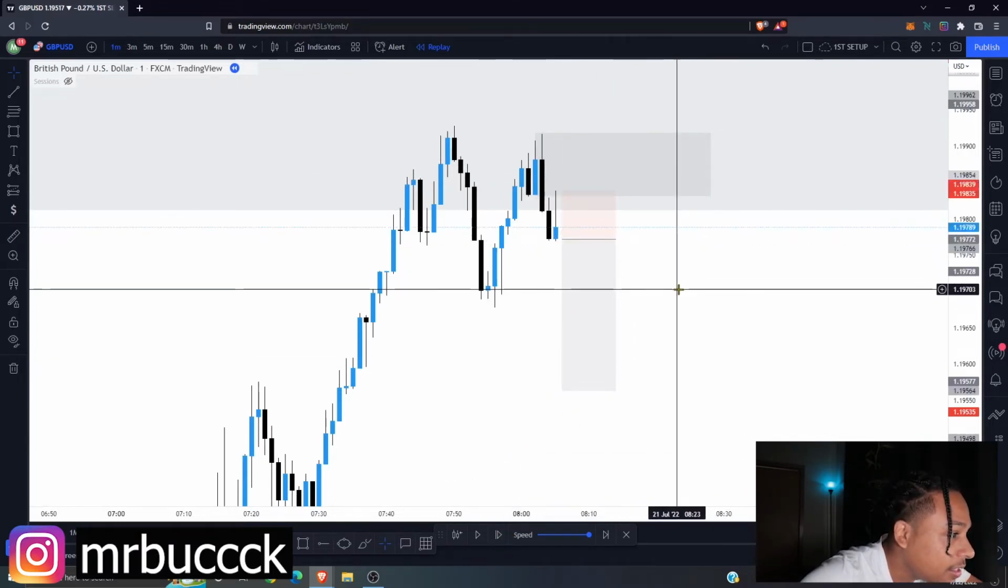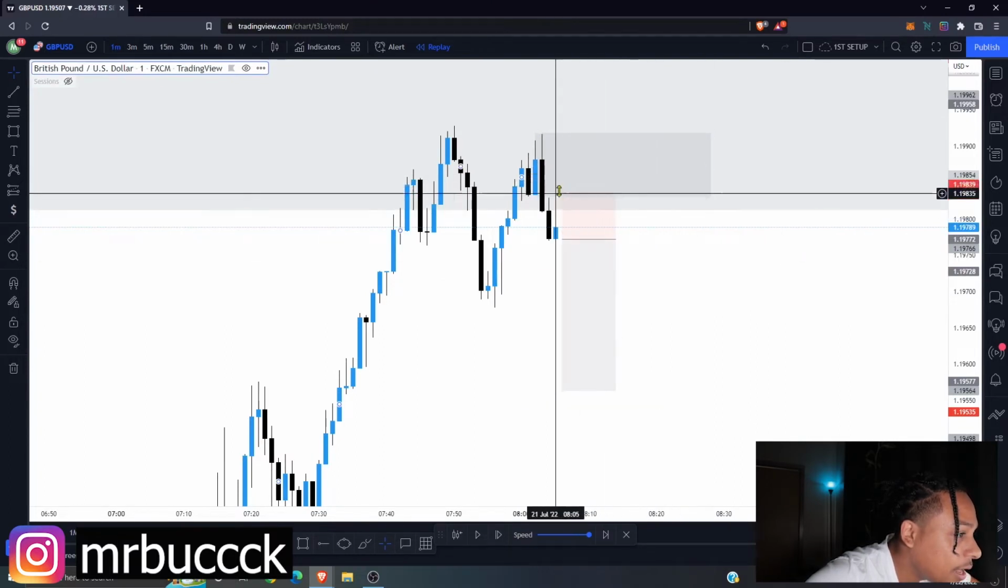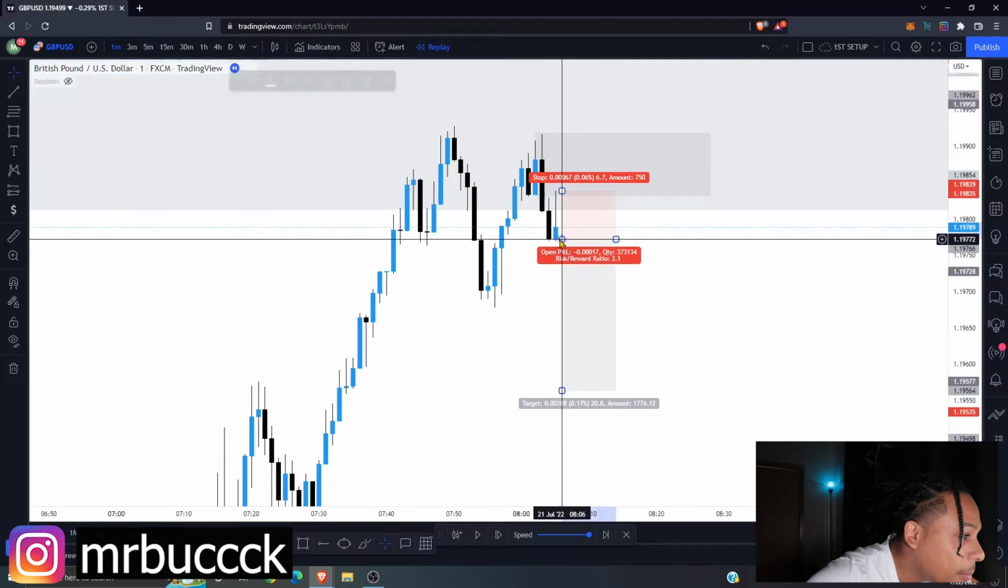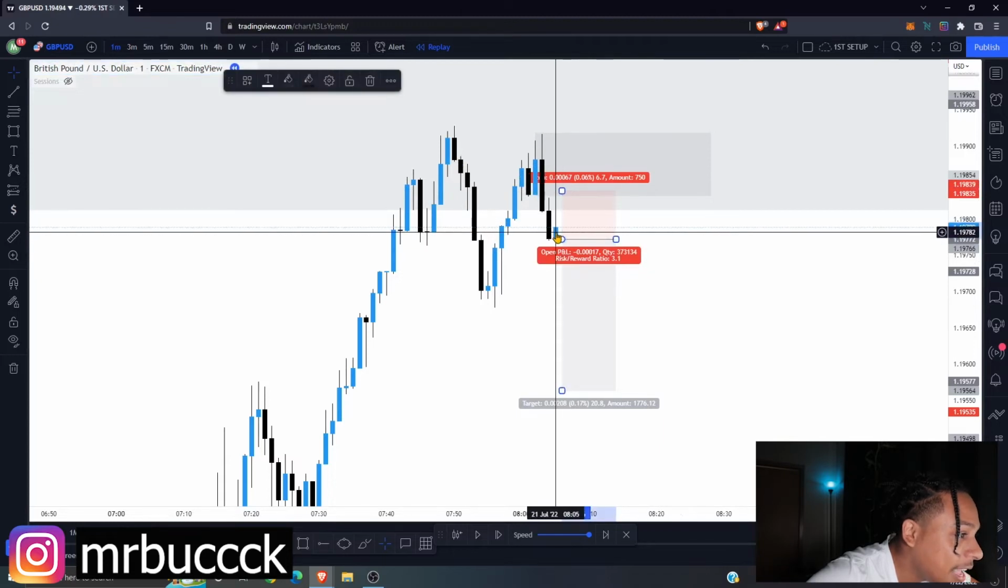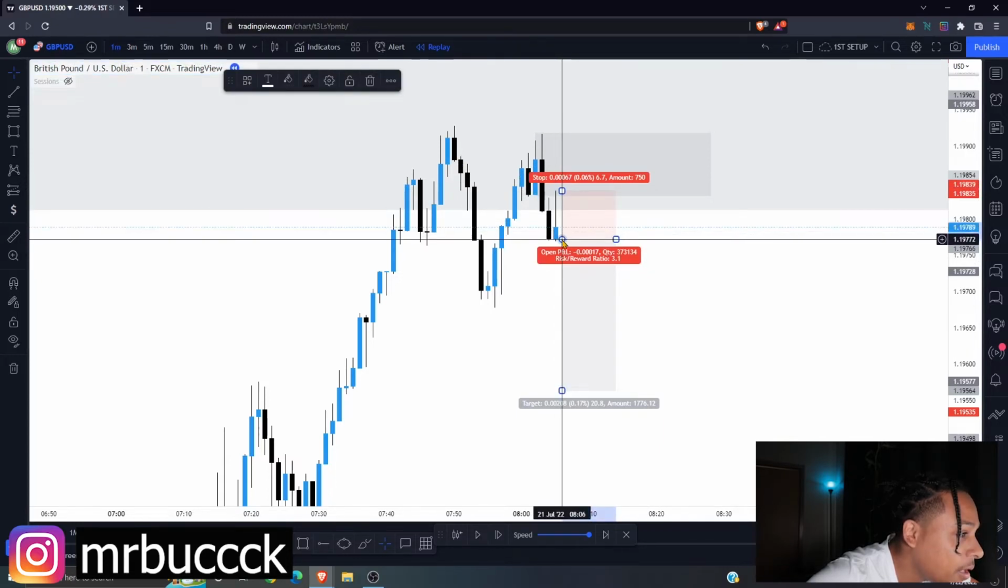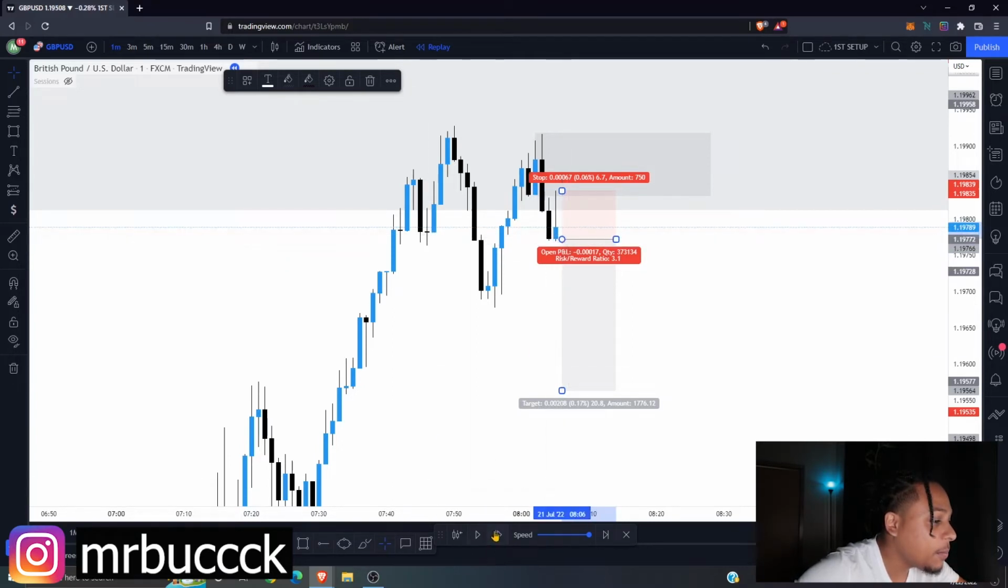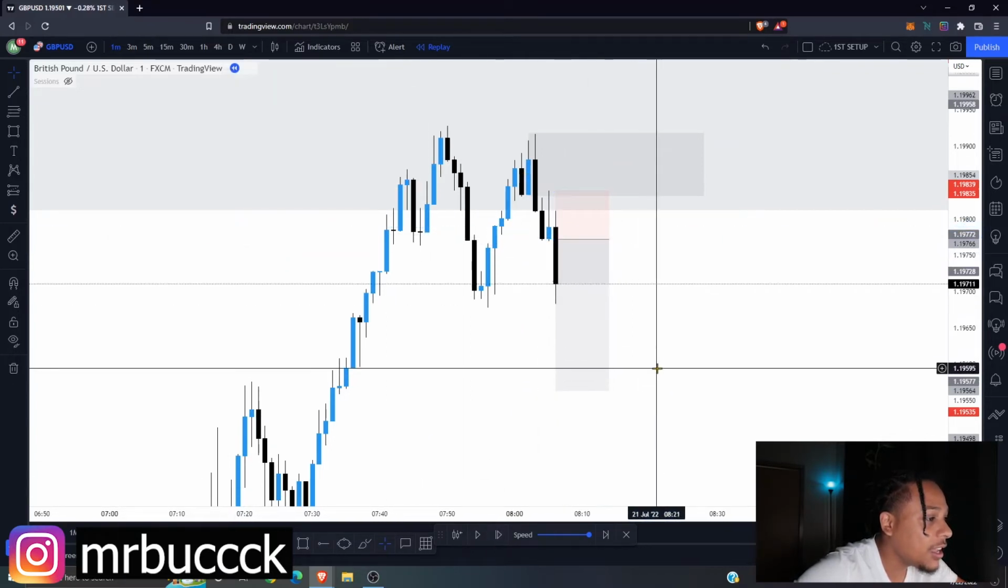Okay, you see this candle? Look, I tried to point at it. This candle tapped right in right here. So I got in on the break of this candle. Once this candle was pretty much up, I'm getting in. And this was a lucky push, you guys.